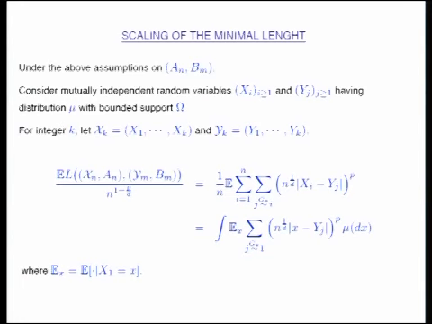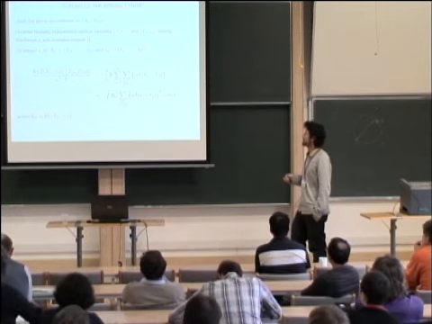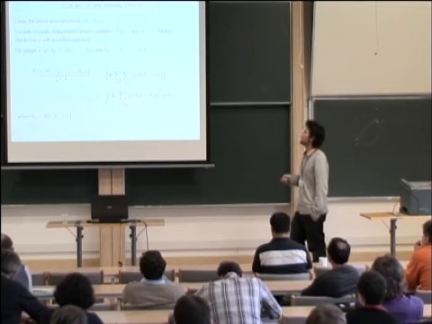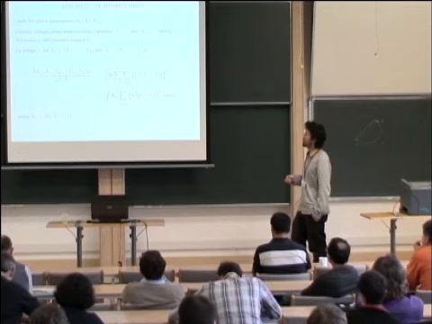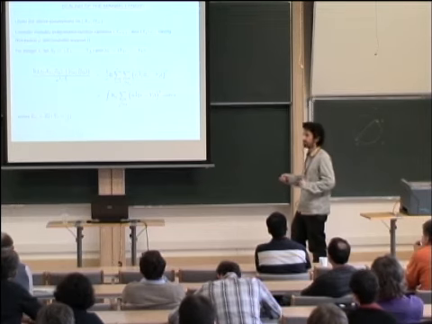So when you prove that this converges to something, it means that you are in the simplest case where your graph has a scaling limit on the Poisson process.